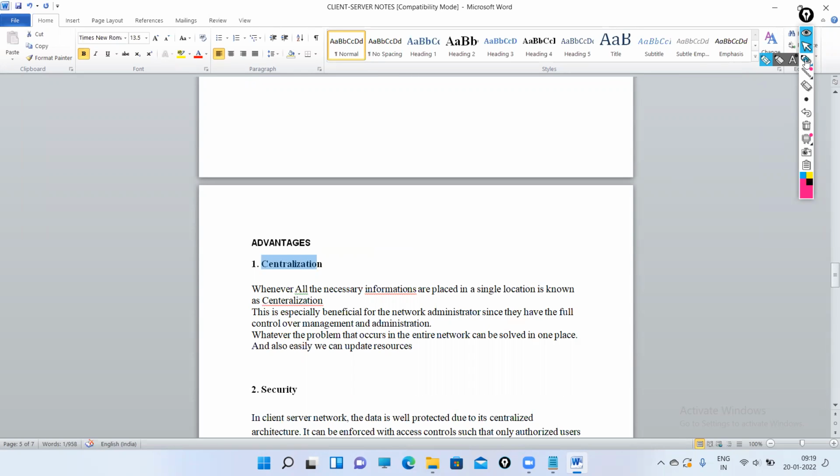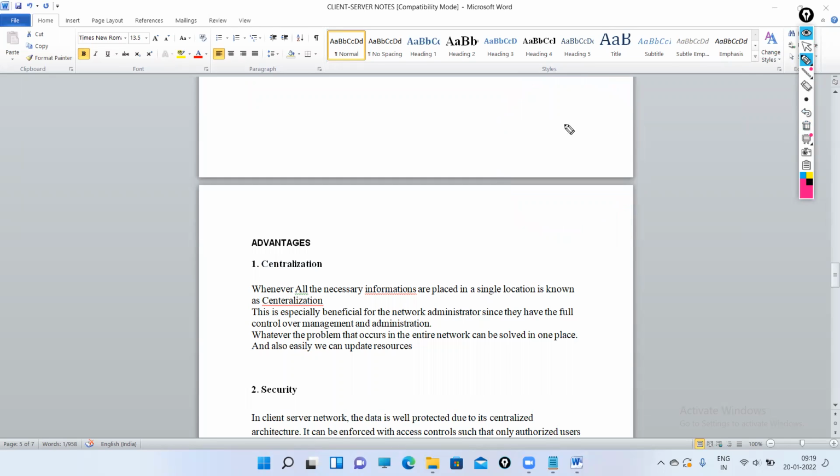Centralization means all data, or all the necessary information, is placed in a single location. Total information is available in a single place only. That is known as centralization. Remember that. What is centralization? It is a two-marks question. Centralization means whenever necessary information is available in a single location, a single place, it is known as centralization.